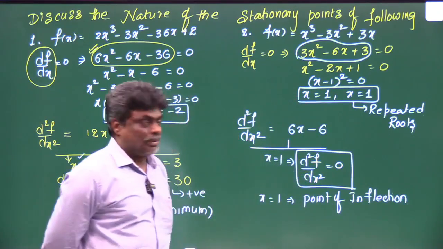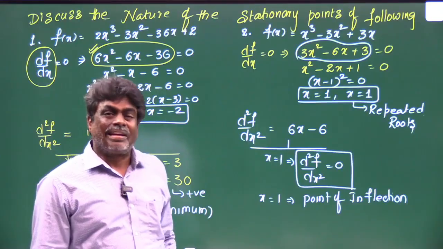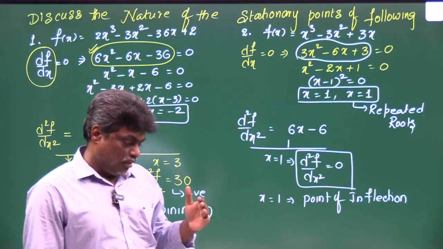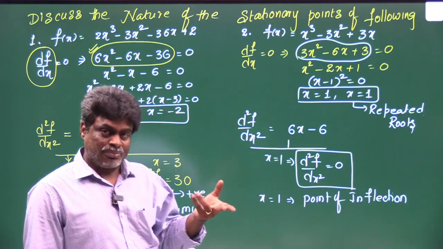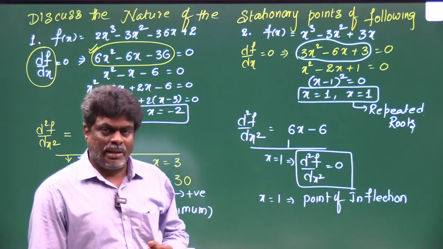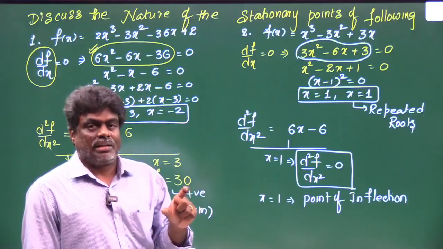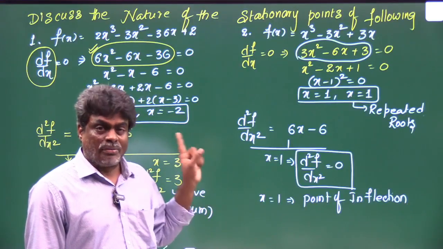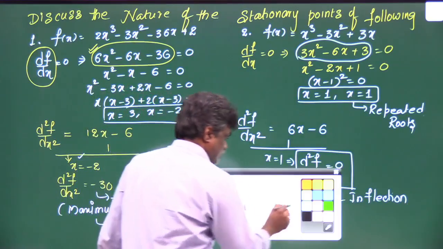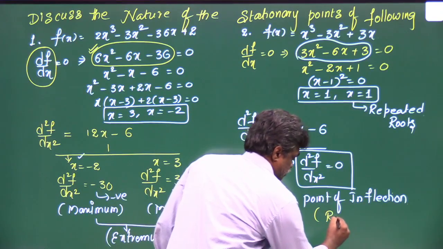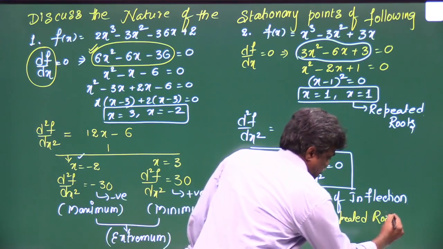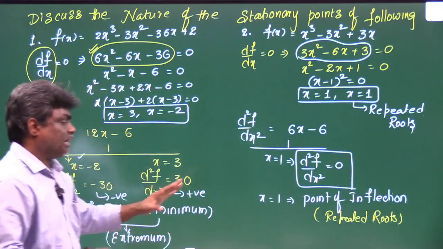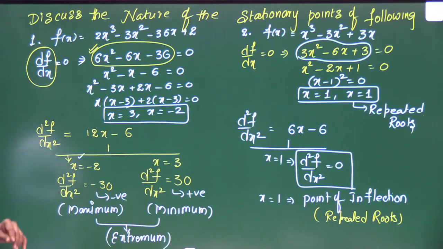So finally we can conclude that if any polynomial is having repeated roots, that is, once you find the first derivative and equate to 0, you got x equal to 2, 2, and some other roots will be there. But if any repeated roots are there, that will be the point of inflection. This is one of the cases. Repeated roots, definitely it will be a point of inflection. Come on, take it.